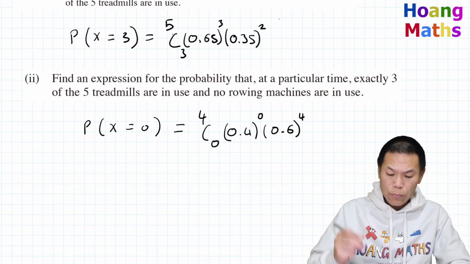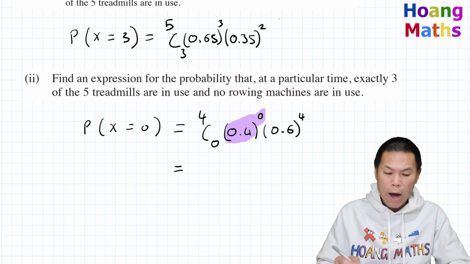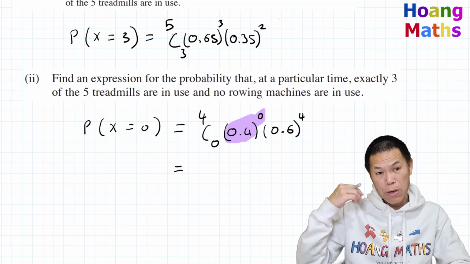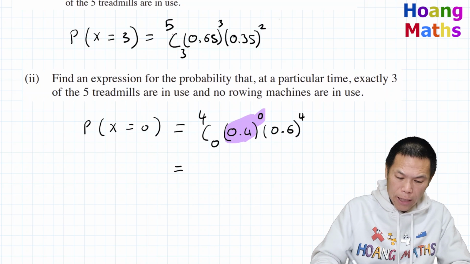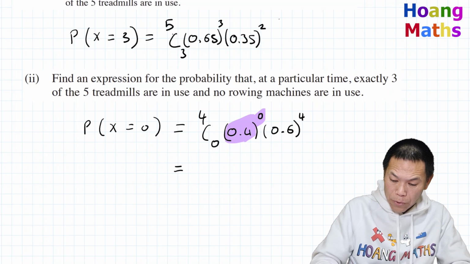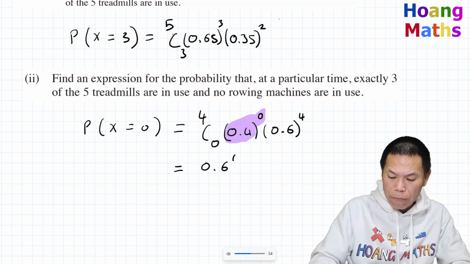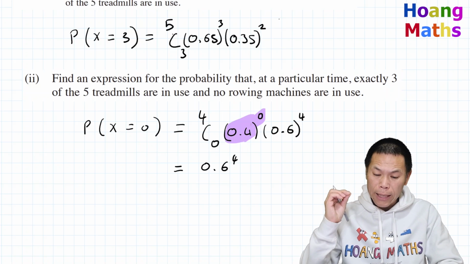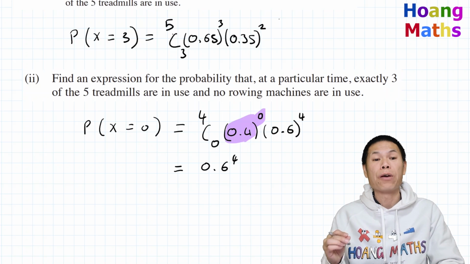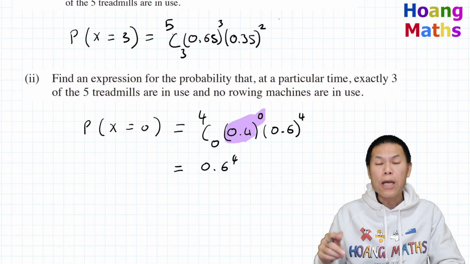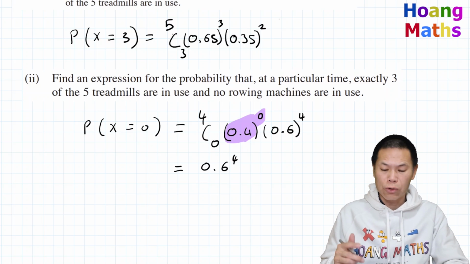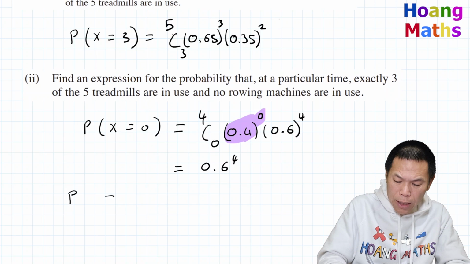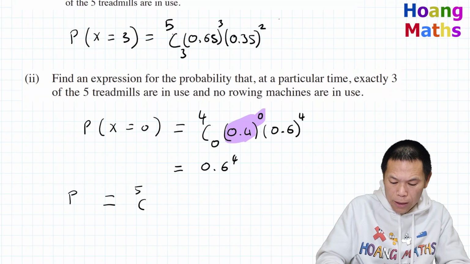So now what I do, because 0.4 power of 0 is 1, and 4C0 will give me 1 as well. So that means the answer for this is 0.6 power of 4. Okay, so that's it. So then we need to find the probability that exactly 3 of the 5 treadmills are in use and no rowing machines are in use. So that means we times them together. So therefore, the probability P is equal to 5C3.